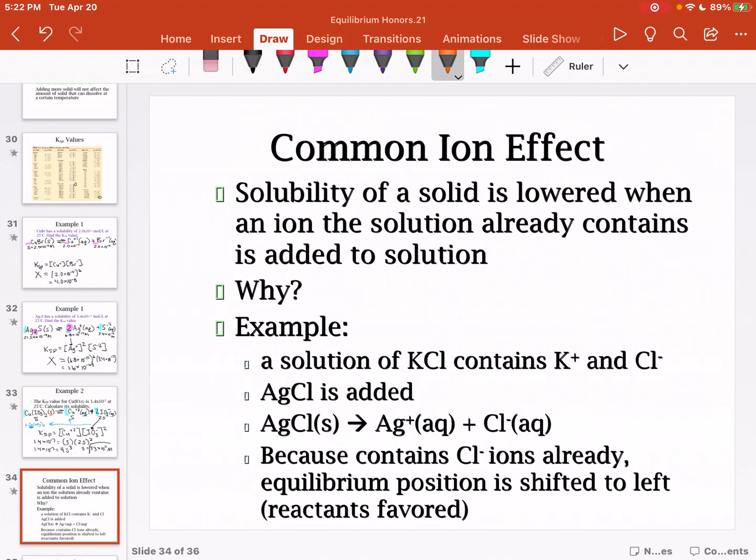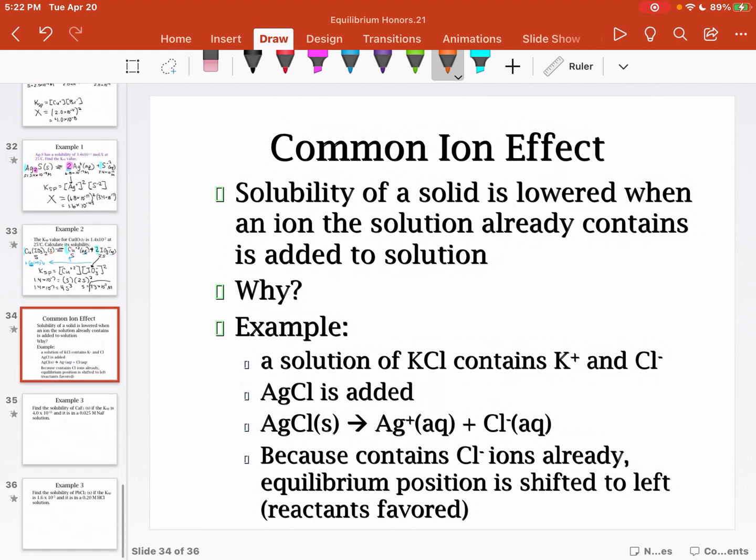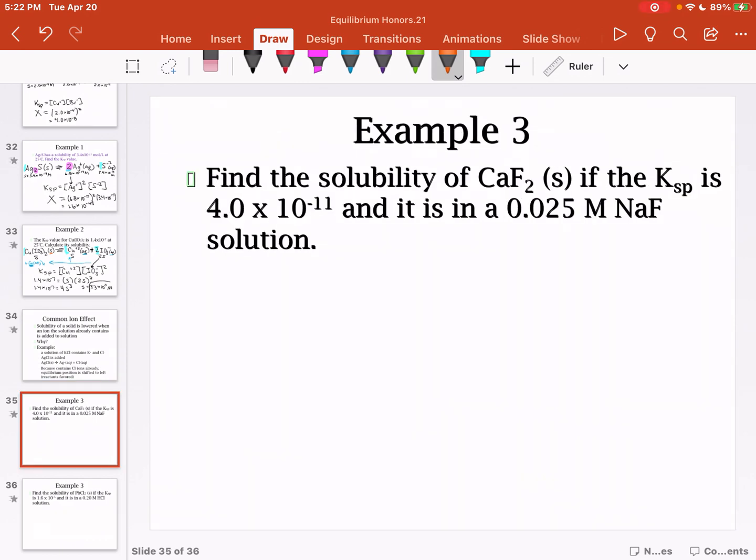So I need to know about that. My solubility of my solid is lowered if I add an ion that the solution already contains. And as we said, the reason being is that it already contains that common ion. If I have KCl and I decide to add AgCl, that's going to shift the equilibrium to the left, away from aqueous and towards solid, decreasing the solubility. So let's see about how that math might play out.